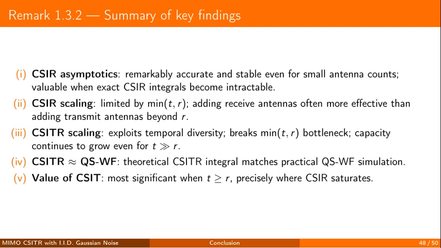Third, CSITR capacity breaks that limit. It exploits temporal diversity to continue growing, even when transmitters greatly outnumber receivers, sometimes dramatically. Fourth, the theoretical CSITR integral closely matches the practical quasi-stationary water-filling simulation, allowing us to substitute a fast closed-form expression where simulation would be costly. And fifth, the value of channel knowledge at the transmitter is most significant precisely when the transmitter has at least as many antennas as the receiver, which is exactly the regime where CSIR saturates.